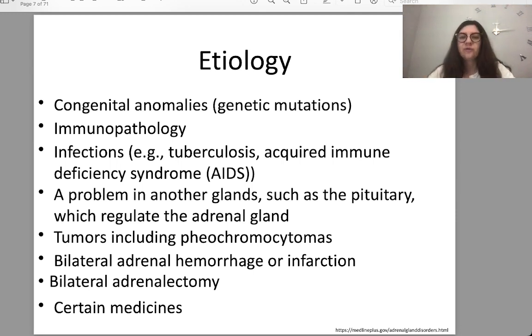Tumors, including pheochromocytomas, and pheochromocytoma can be in the adrenal gland or not in the adrenal glands, we will discuss. Bilateral adrenal hemorrhage or infarction can lead to damage of adrenal tissue and, for example, insufficiency. It can be a result of medical manipulation like bilateral adrenalectomy, and it can be a result of using certain medicines.